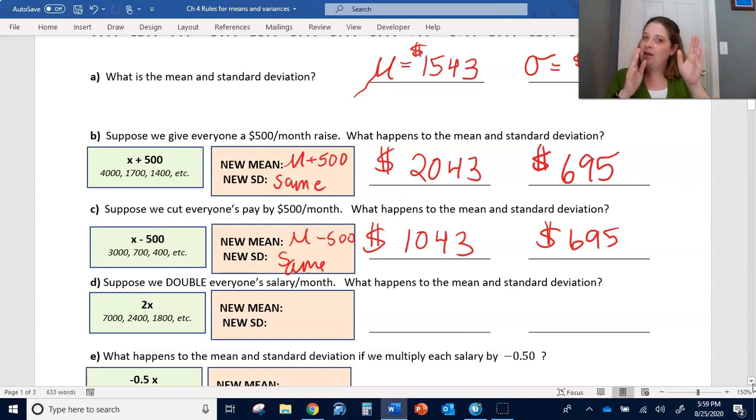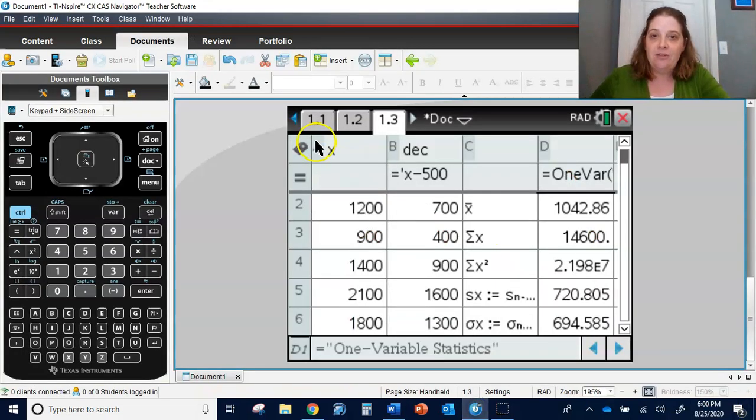And if I had 1, 2, and 3, the middle would be 2. If I double it, that middle would be 4. So the numbers are twice as big. Maybe the mean is going to double. Maybe the standard deviation will double as well. Let's see. I'm going to go back to my calculator and have it do the heavy lifting.